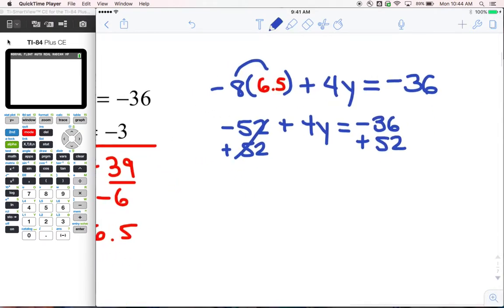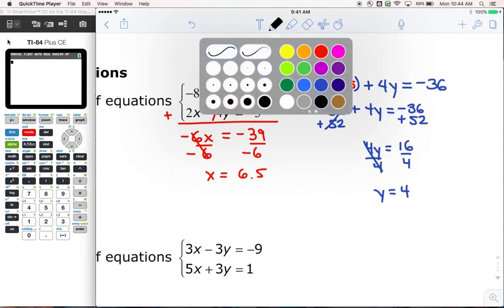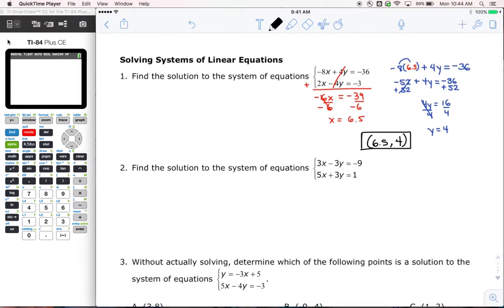That looks better. So now we've got 4y is equal to negative 36 plus 52, which is positive 16. Finally, just divide out the 4, and we've got y is equal to 4. So my answer for the solution here is 6.5 and then 4, right? It's x and y. Go ahead and follow the exact same steps, right? Hopefully you don't make a mistake like I did, but follow the exact same steps and find the solution to the system shown in question number 2. Answer in Edpuzzle.